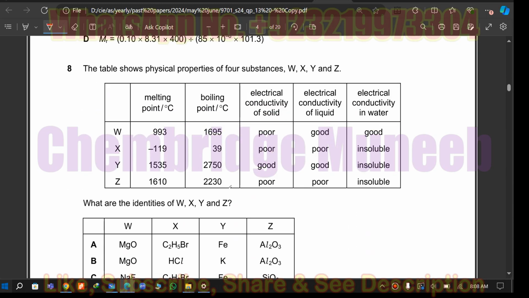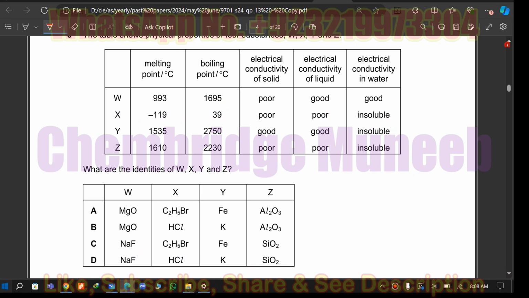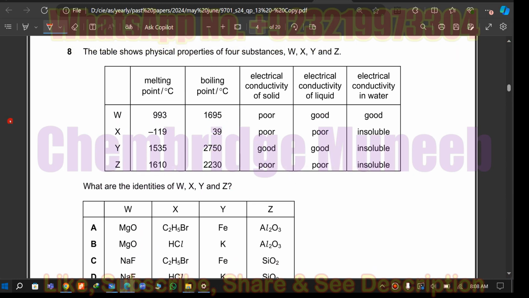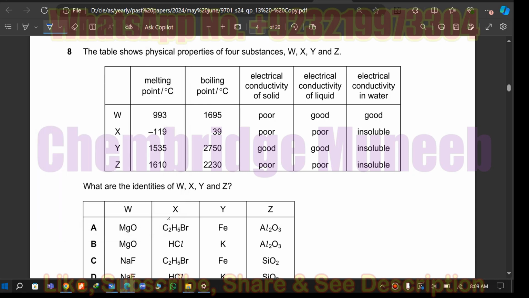Now next, question number 8. Question number 8 is based upon two tables, and we have to match the properties of the compounds in the first table with the compounds given in the second table. Alright, here in this question we are given the four compounds W, X, Y, Z, and their properties here.